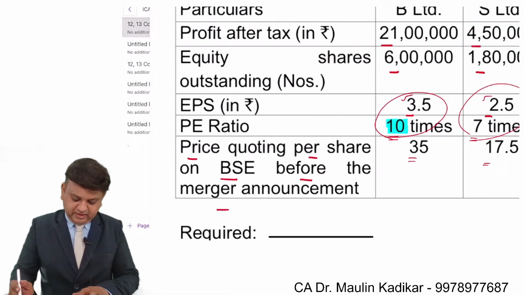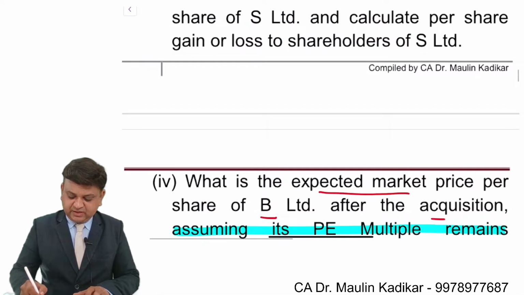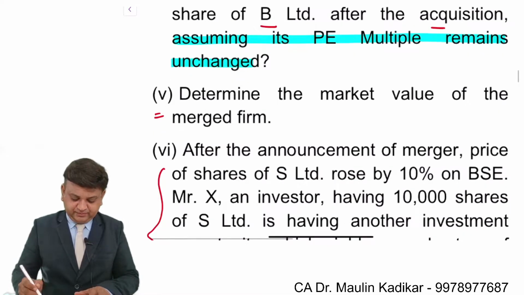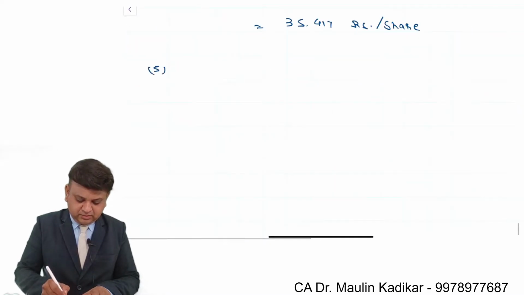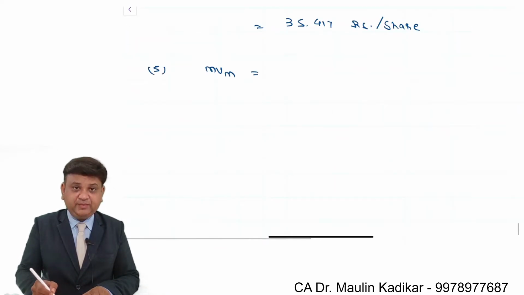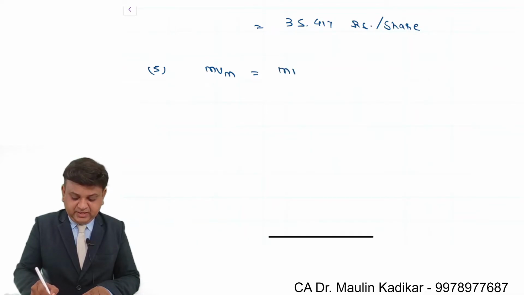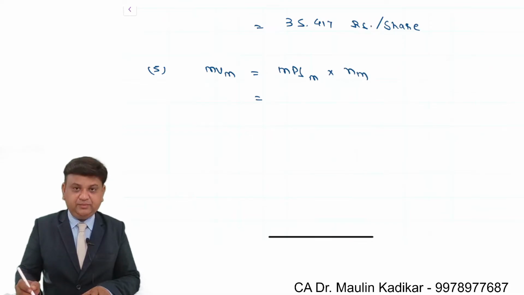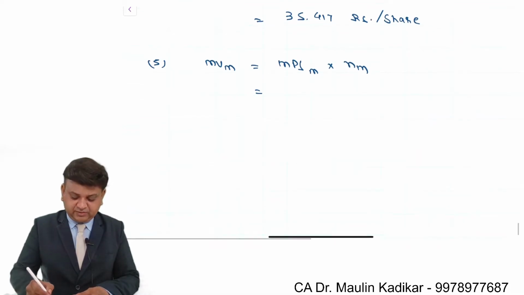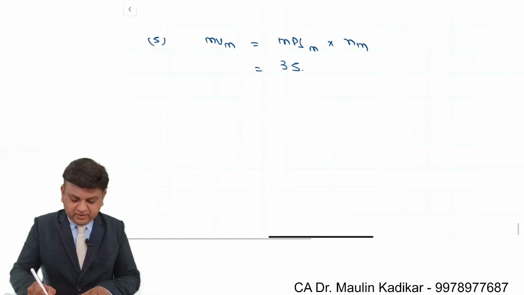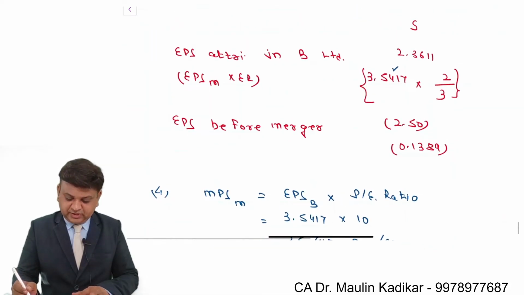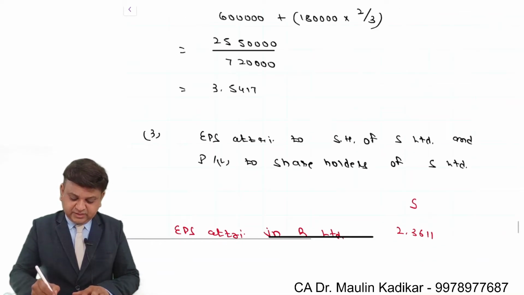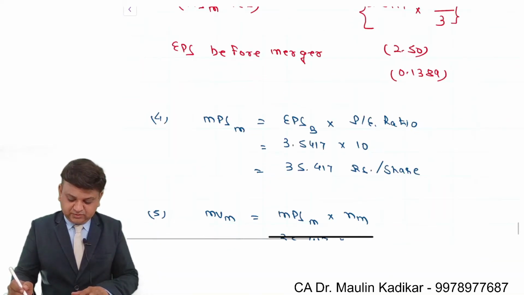Question number 5. Determine the market value of the merged firm. So answer of the fifth question. Market value of the merged firm is equal to MPS of the merged firm into number of shares of the merged firm. What is MPS of the merged firm? 35.417 into number of shares. That is what we understand is 7,20,000.